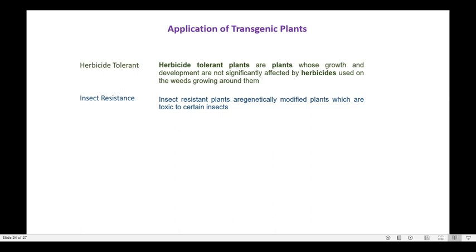The next one is insect resistant plants. Insect resistant plants are generally genetically modified plants which have toxins for certain insects. A commonly used toxin is Bt toxin. Bt toxin is isolated from Bacillus thuringiensis, and a commonly known transgenic plant for this is Bt cotton, which we already have in our country, and most of the farmers are using this Bt cotton in India.